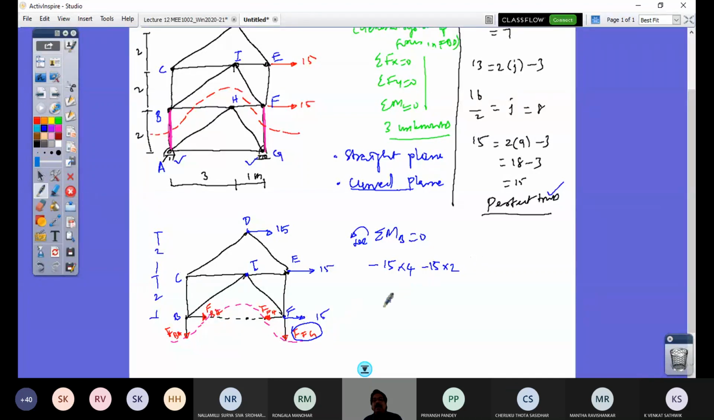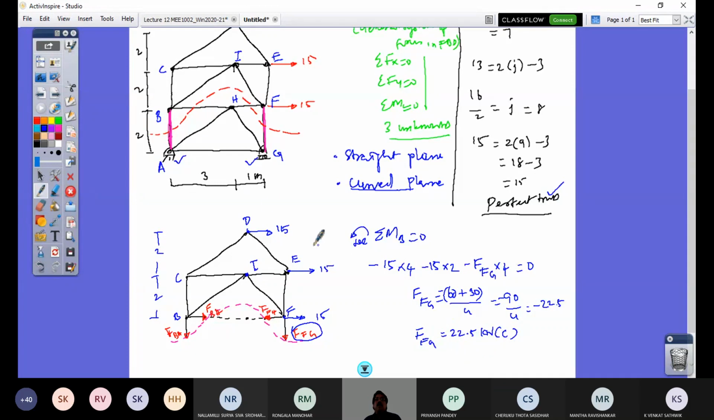So FFG, and that would create again clockwise. So minus FFG into what is this total span? 4 meters. So 4, that's equal to 0. So what is my FFG? So going on that side is positive, and this side I have negative. So it is 60 plus 30 by 4. It is 90 by 4. It is minus, so I get minus 22.5. So it is 22.5 kilonewton compression, is what is FFG.